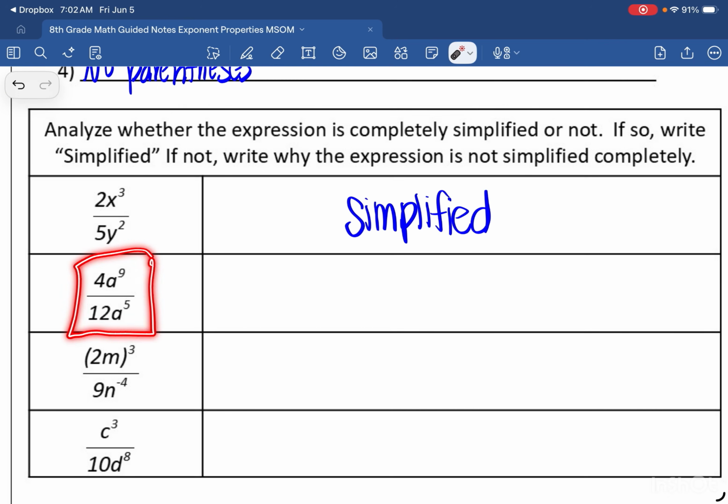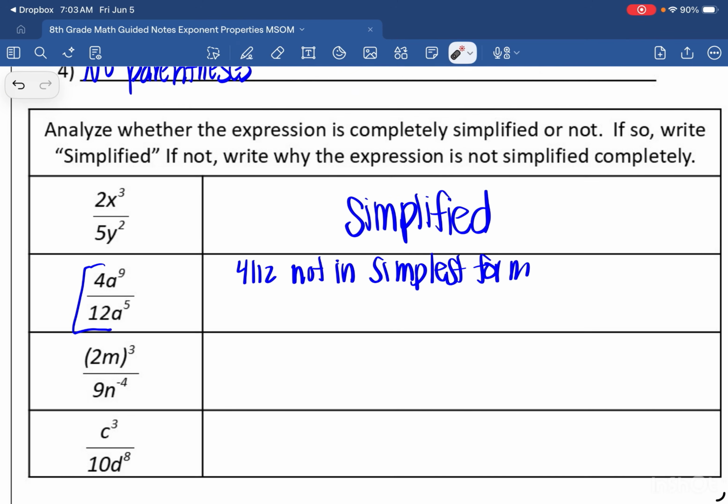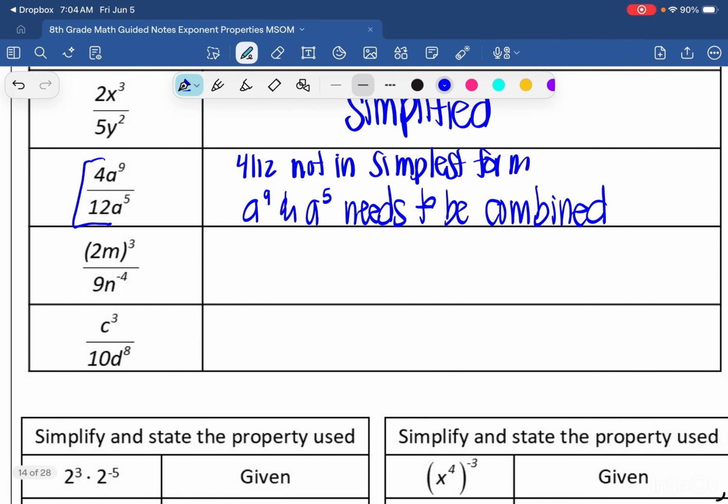4 times a to the 9th over 12 times a to the 5th. All exponents of variables are positive. Yes. The numbers are in simplest form? I can actually reduce 4/12, so those are not in simplest form. All powers with same bases are combined? A to the 9th over a to the 5th needs to be combined. And there are no parentheses.